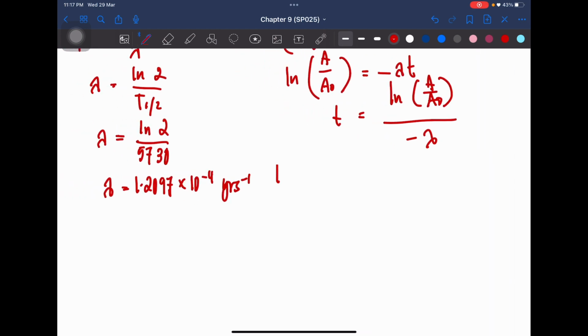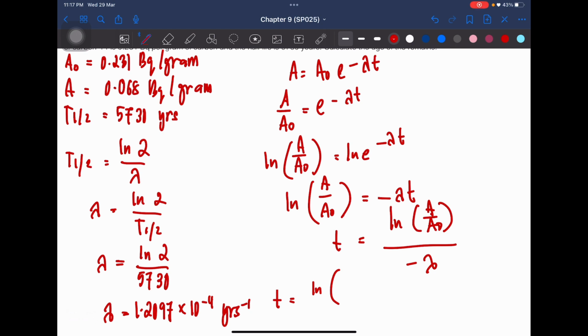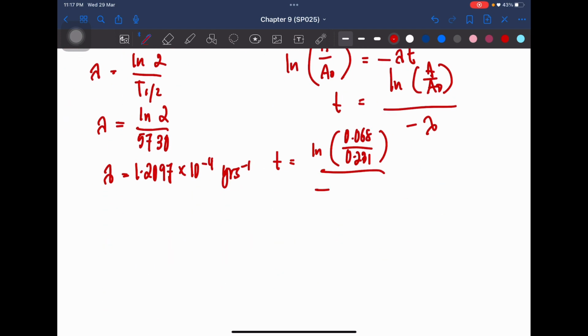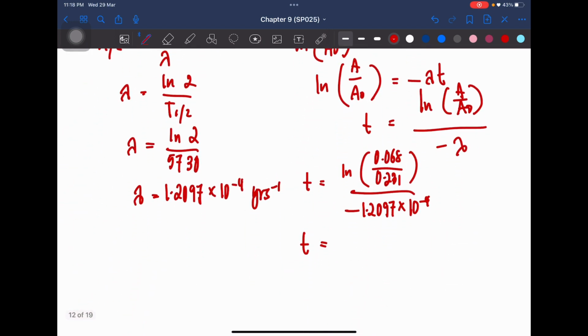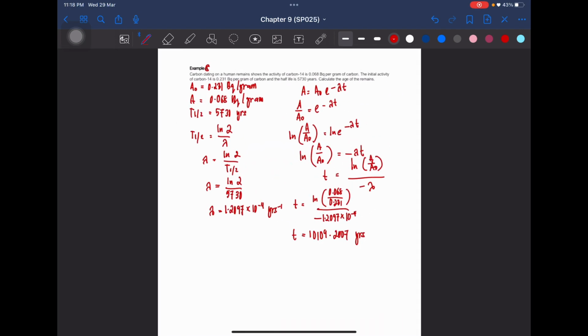Okay, so T is equal to ln, okay, so we don't have to convert the units sebab nanti dia akan cancel each other. So this is 0.068 divided by 0.231 divided by negative 1.2097 10 negative 4. So the time, the age of the remains is actually equal to 10, oh my god, that's a lot of number, but 109.2007 years. Okay, so that is the answer for example 8.